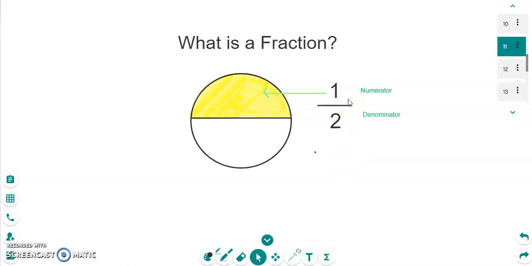So for a fraction, the top number is called a numerator and the bottom number is called a denominator. You can think of a fraction as the top number being divided by the bottom number. In our case, the one cake is being divided into two equal slices.